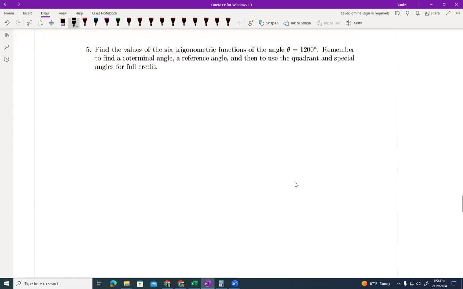All right. Now, problem 5 here, find the values of the 6 trigonometric functions of the angle theta equals 1200 degrees. And remember, I had a particular way I wanted you to do this so we could get used to coterminal angles, reference angles, and special angles. But let's do that. So theta is equal to 1200 degrees, and so that is going to be coterminal with 1200 degrees minus 360 degrees. Now, 1200 degrees minus 360 degrees is equal to 840 degrees.